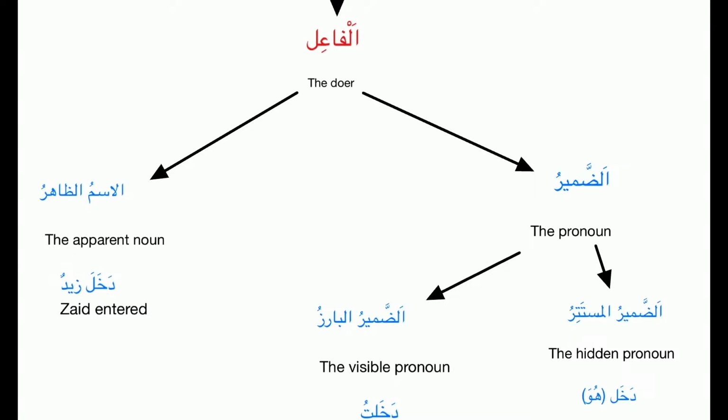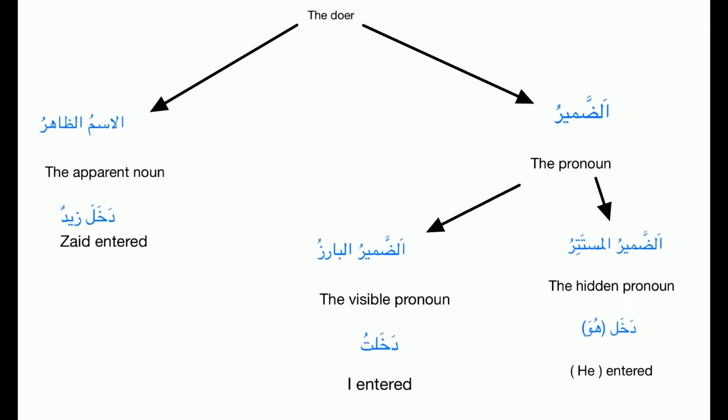Anyway, so dakhala Zaydun. Now, this Zayd is visible here, and this is called ismu zahir. So remember this, what is ismu zahir? Any noun in Arabic which is not zamir, which is not a pronoun, it will be what? Ismu zahir. You understand what I'm saying? Like for example, look here. If I say dakhala Zaydun, right? So Zaydun is ismu zahir.